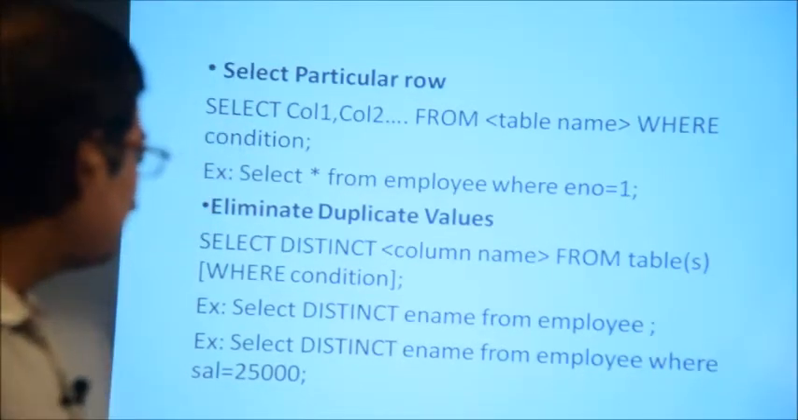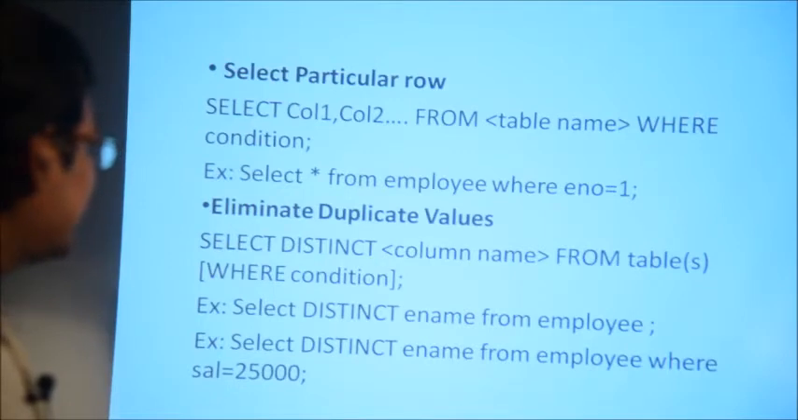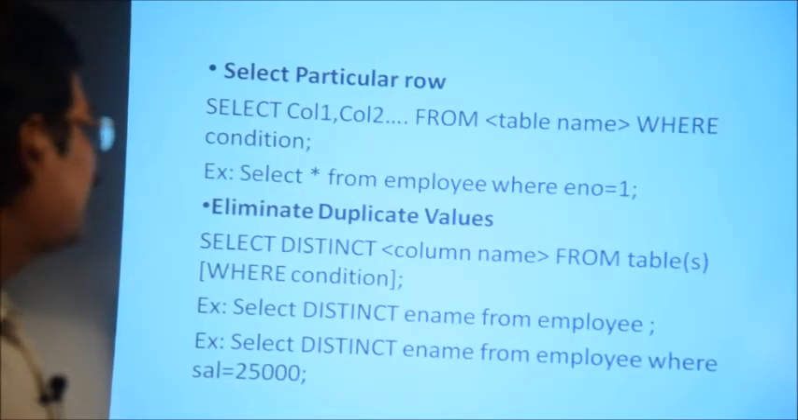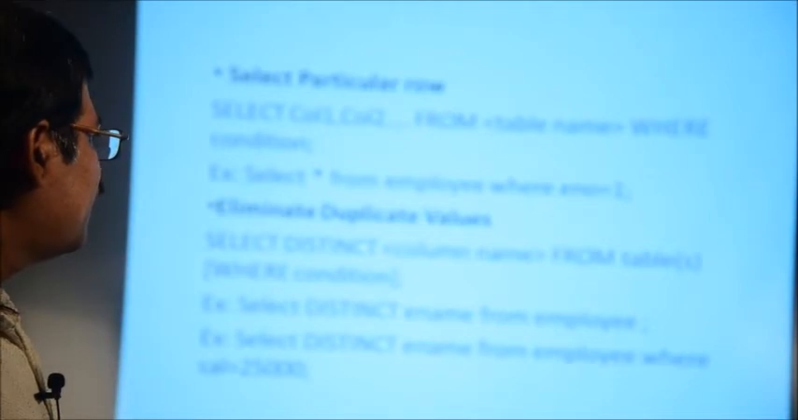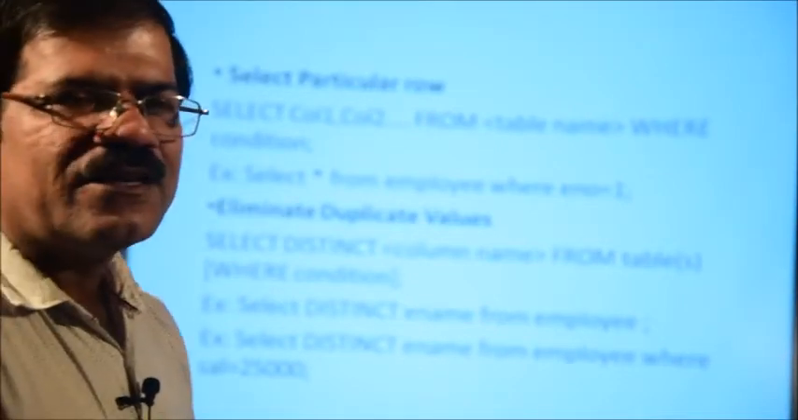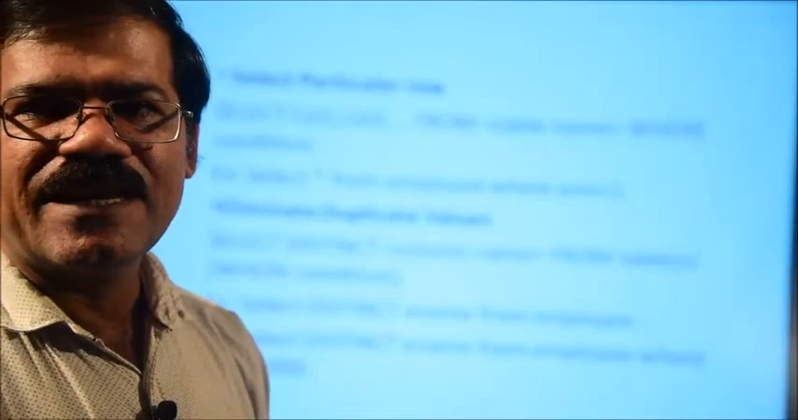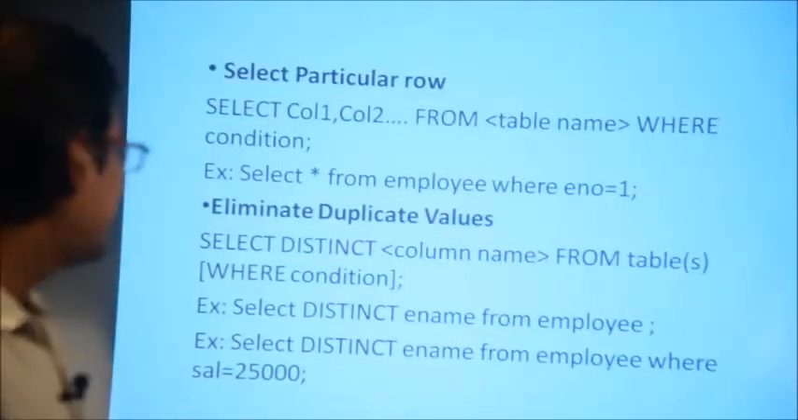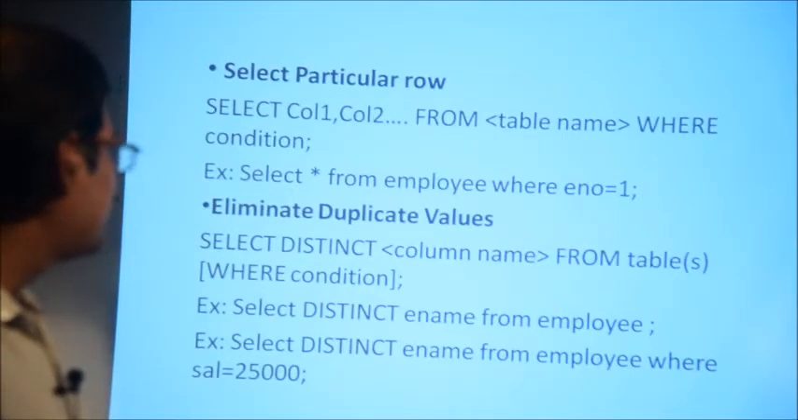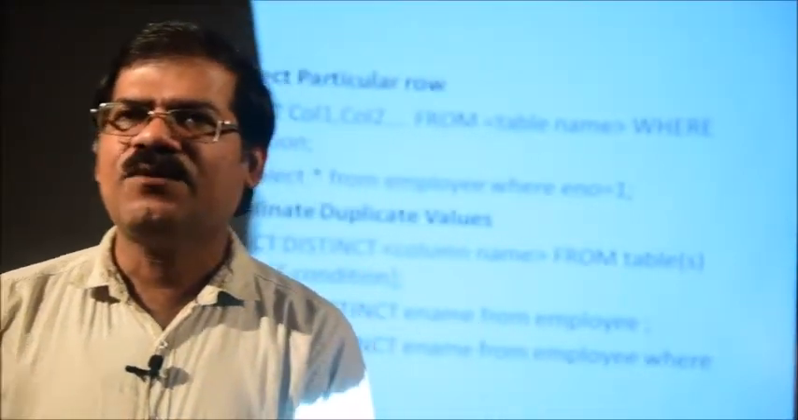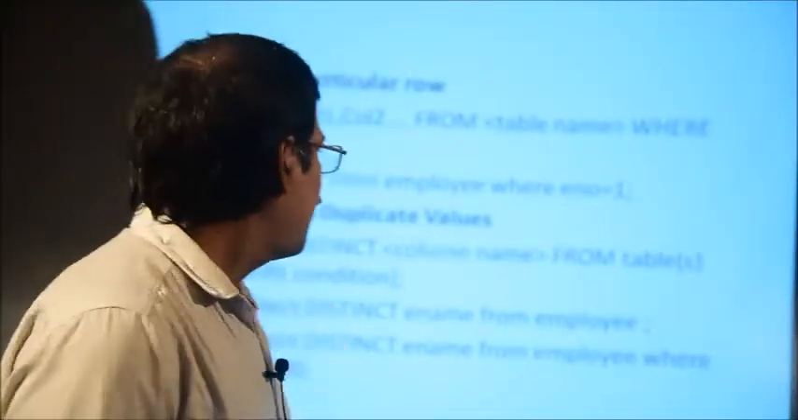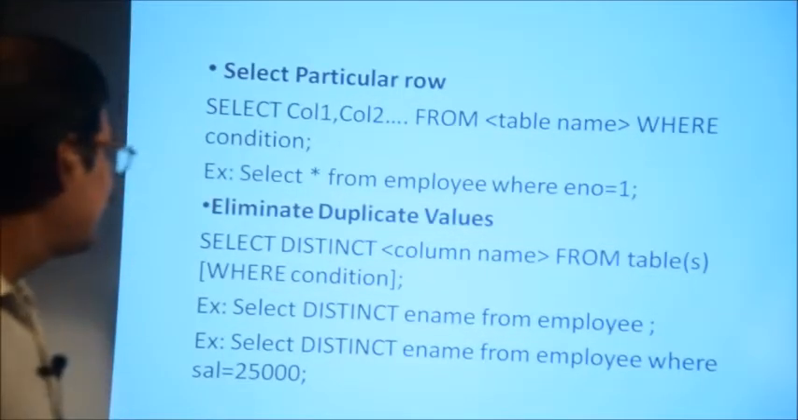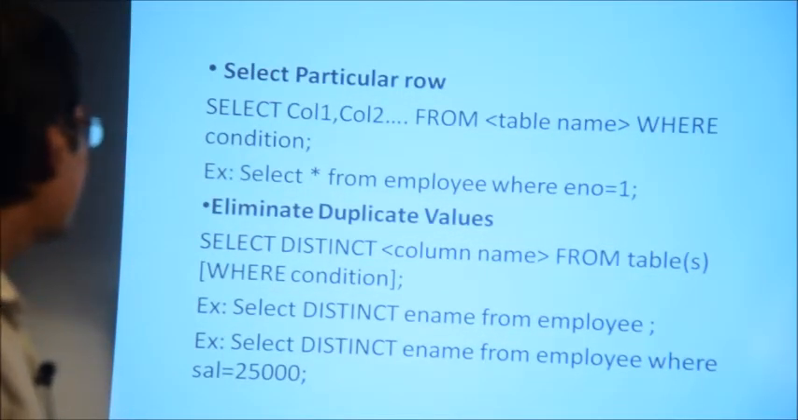So your table name is employee, and what do you select? Select E name. E name means employee name. Employee name you selected from the table, but the name should be distinct. Distinct means the duplication will be removed. Suppose there are 3 Rams, only 1 Ram will be shown to you. So the duplication will be removed in the name. If there are 3 Rams in employee name, only 1 Ram will be shown. The duplicated name will be removed. That is your distinct clause.